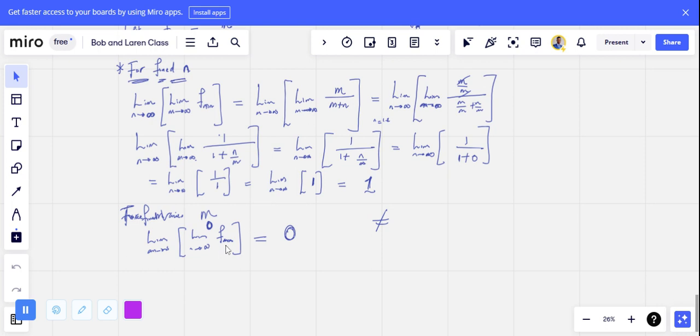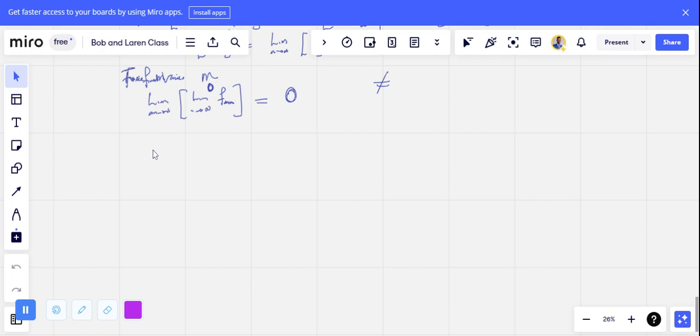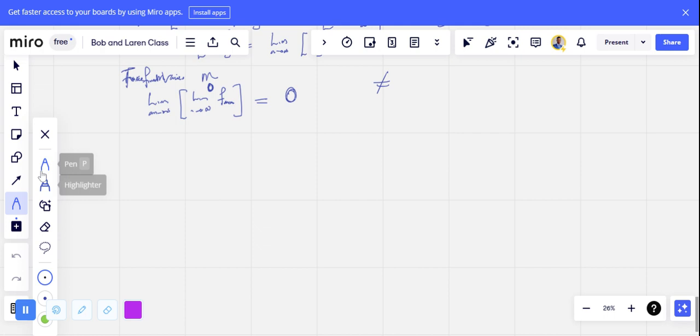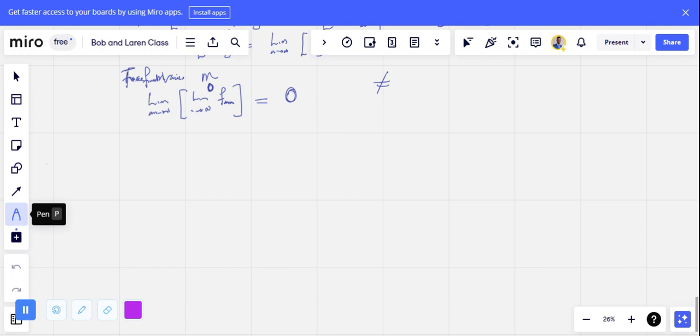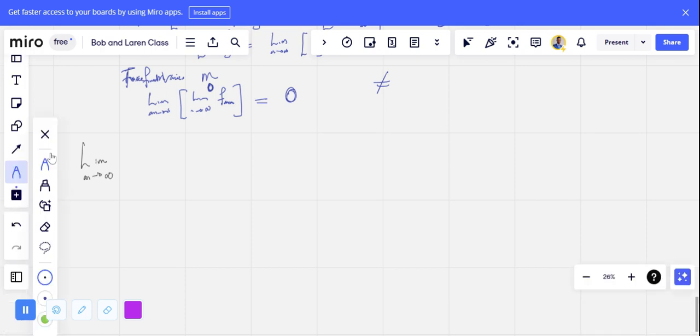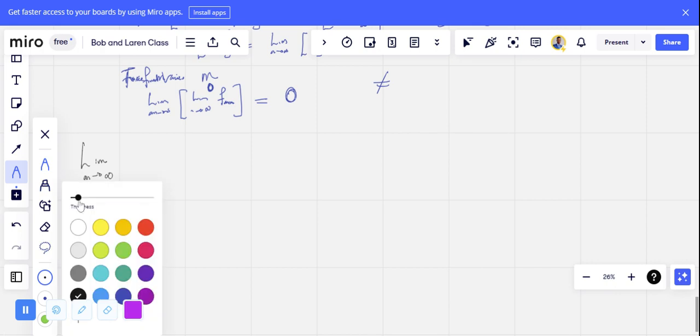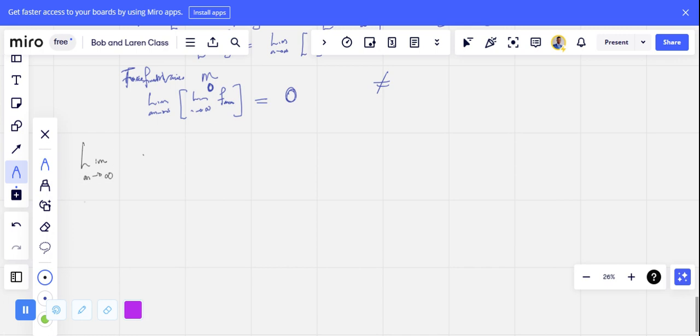Let me quickly show that to you guys. We are trying to consider a fixed value m. Let me try to increase this thickness. Now looking at this, we are considering the limit as n tends to infinity of f(n,m), and the function f(n,m) given to us is just m over m plus n.